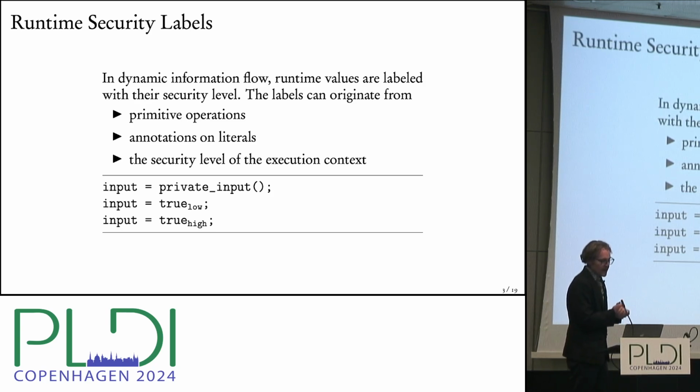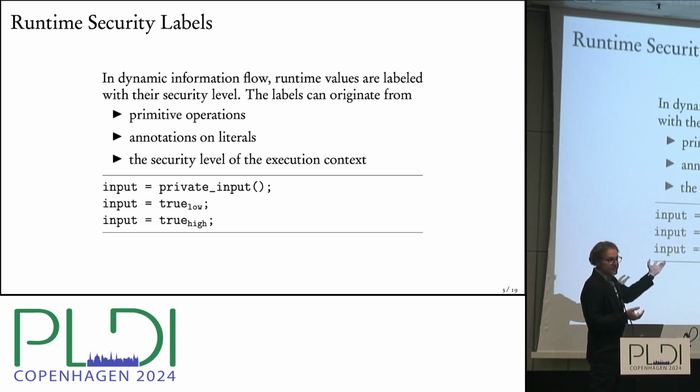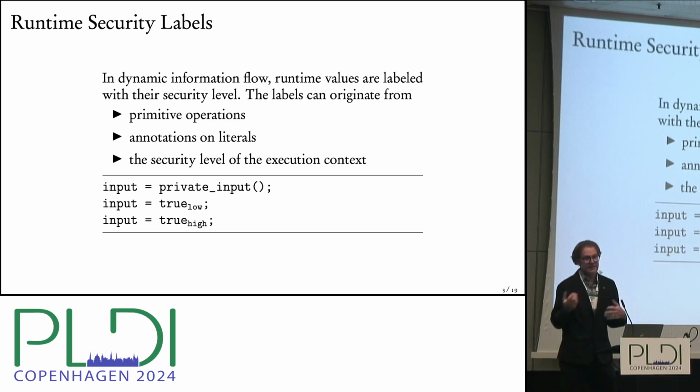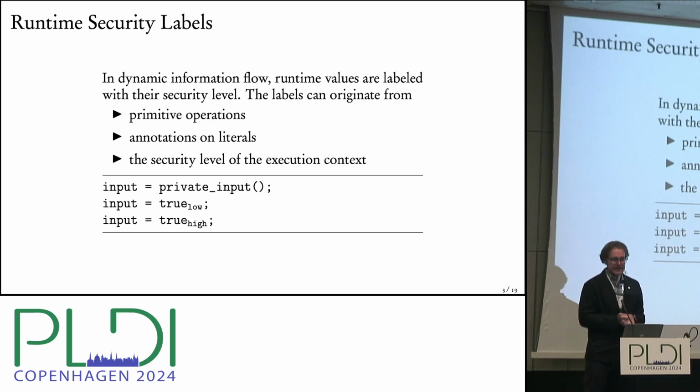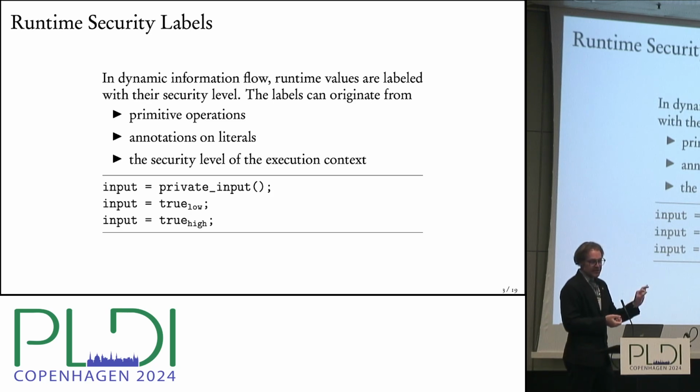Okay, and this is going to become important later. Where do these values get their labels from? There might be some primitive operations like this primitive input. You might have literals in your program that the programmer has annotated as being high or low security. And in some dynamic information flow systems, you could get the security level from the execution context and use that for the value that you're creating.